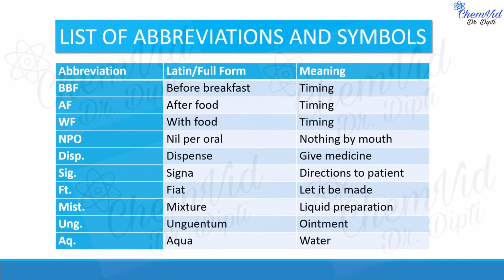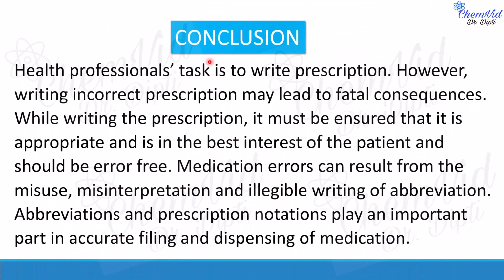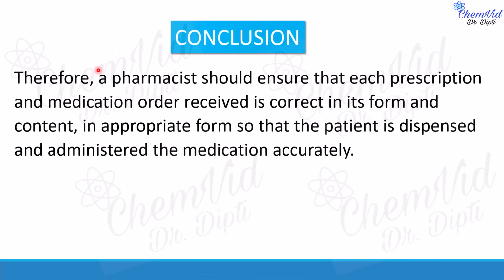Then after the list of abbreviations and symbols comes the conclusion part. In the conclusion part, you can write that health professionals write the prescription, and one should read the prescription very accurately in order to ensure that it is in the best interest of the patient, and it should be error free also. So the pharmacist should ensure that each prescription and medication order which is received is correct in its form and content, so that every medication can be dispensed and administered accurately.